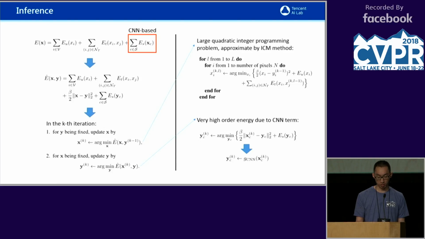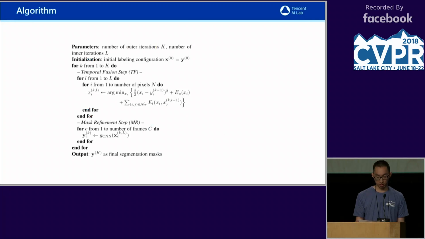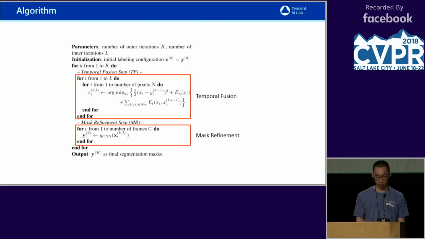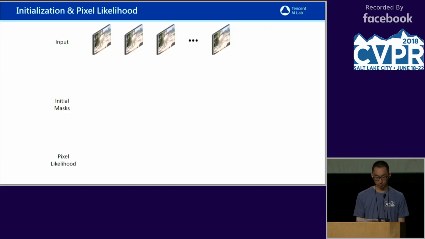Thus, alternating between the two steps can converge into a solution of the overall inference problem. The resulting algorithm is very simple. It alternates between a temporal fusion step and a mask refinement CNN step. The CNN is actually defined for the spatial energy computation.